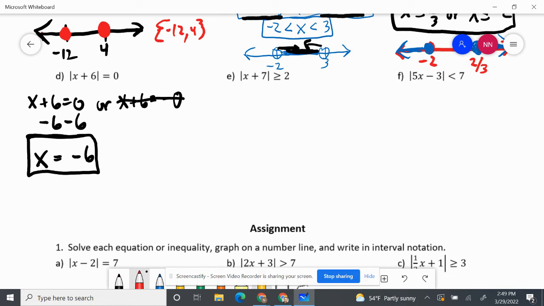So if we were to graph this on a number line, there's only going to be one number that's highlighted, negative 6. And we're just going to put a dot at negative 6. So that means that when we're writing it, we're just going to put negative 6 in the braces. It's not an interval because it's just one number.